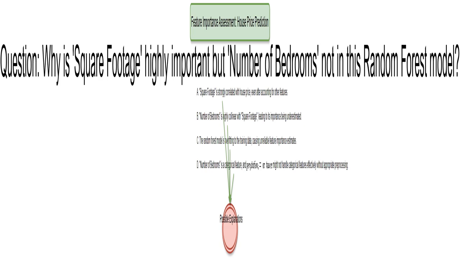Let's dive into the possible reasons. This is a key point. If number of bedrooms and square footage are closely related, high correlation, the model might only need one to make good predictions. It might use square footage more, underestimating the true importance of number of bedrooms.